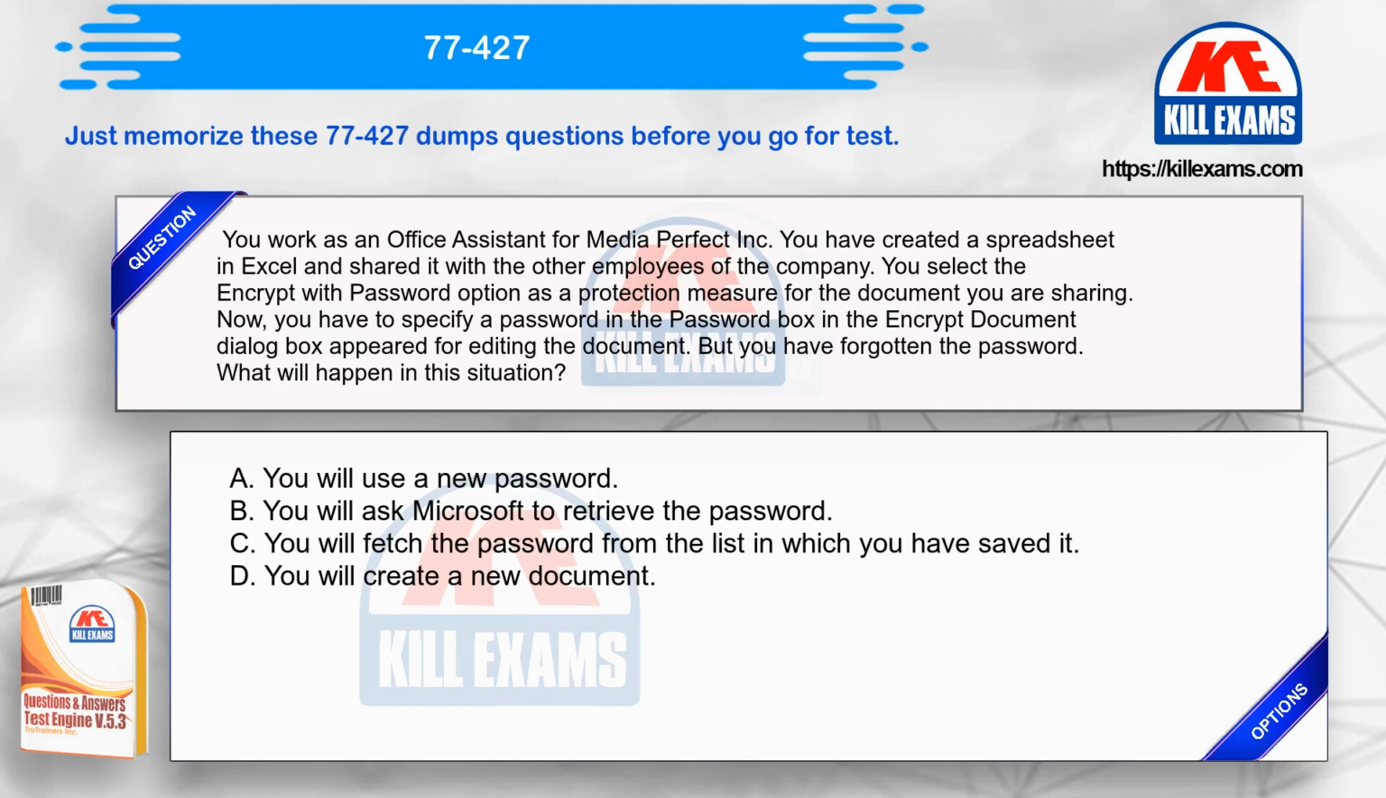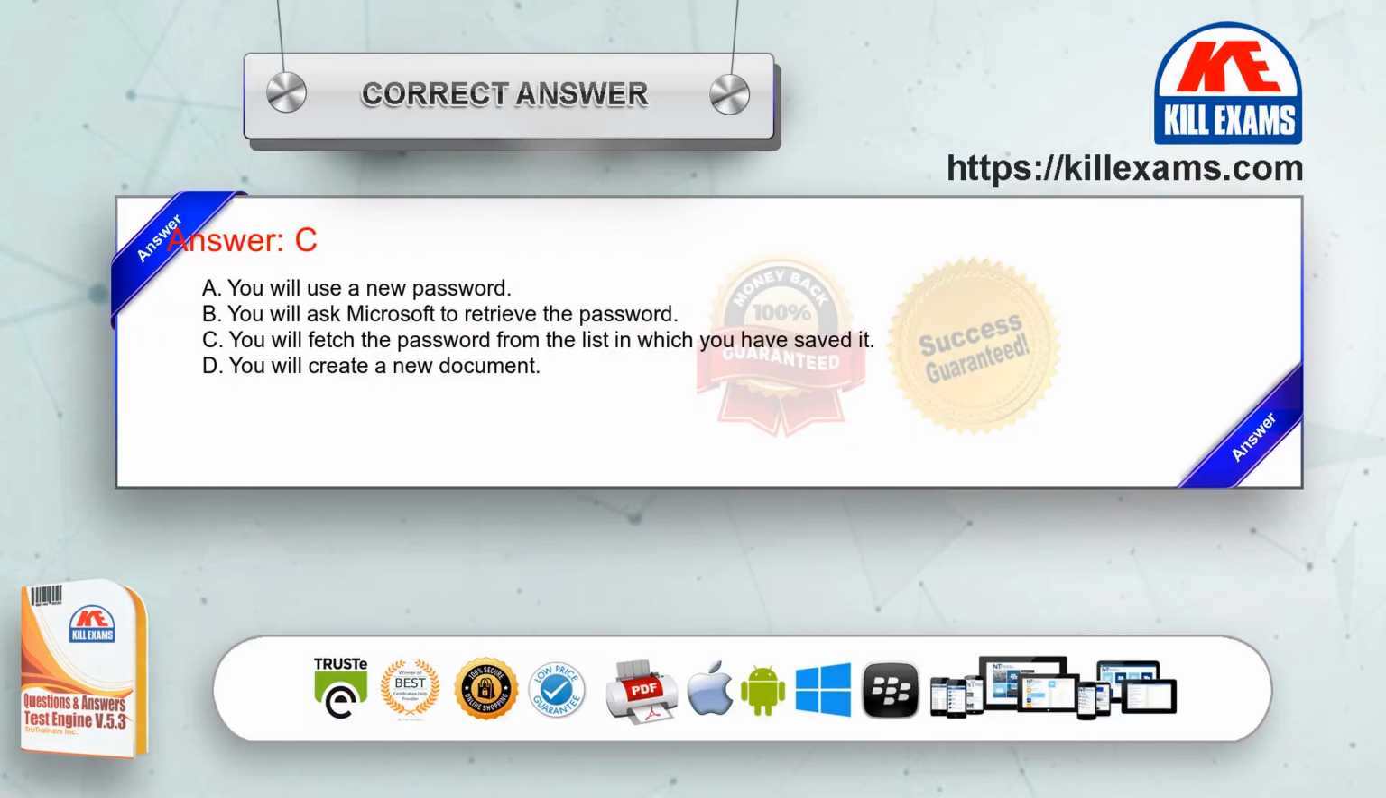Option A. You will use a new password. Option B. You will ask Microsoft to retrieve the password. Option C. You will fetch the password from the list in which you have saved it. Option D. You will create a new document. The correct answer is option C.